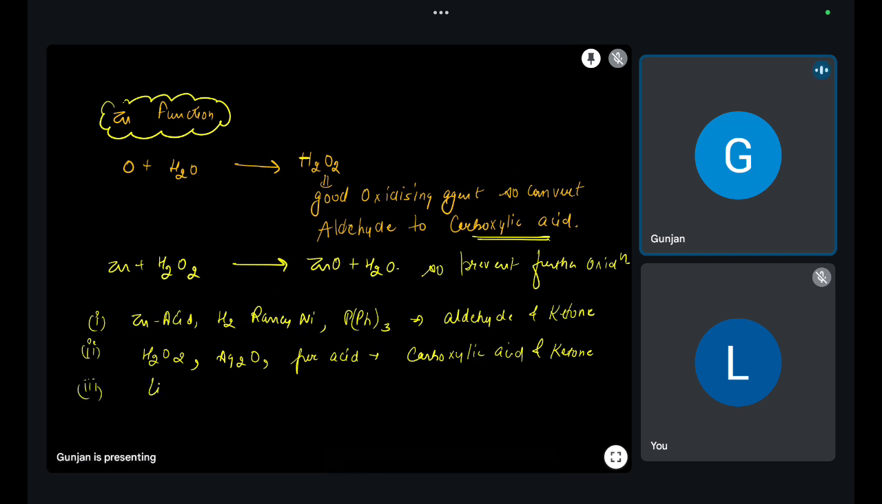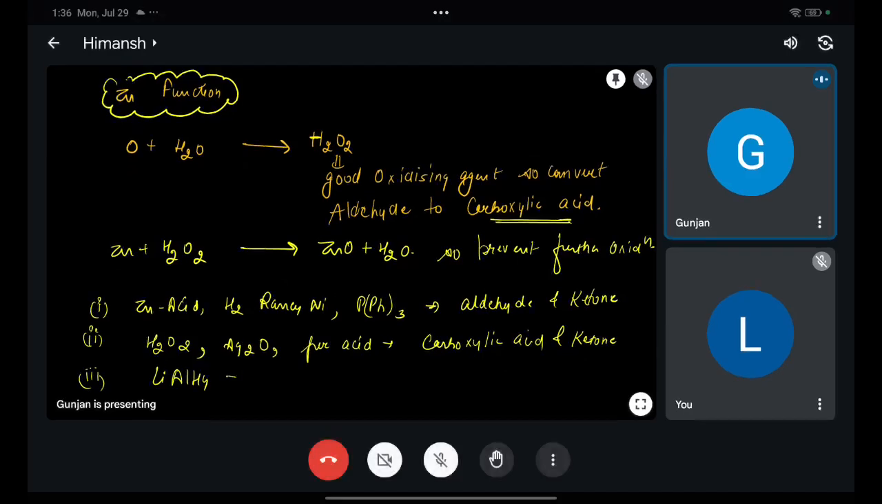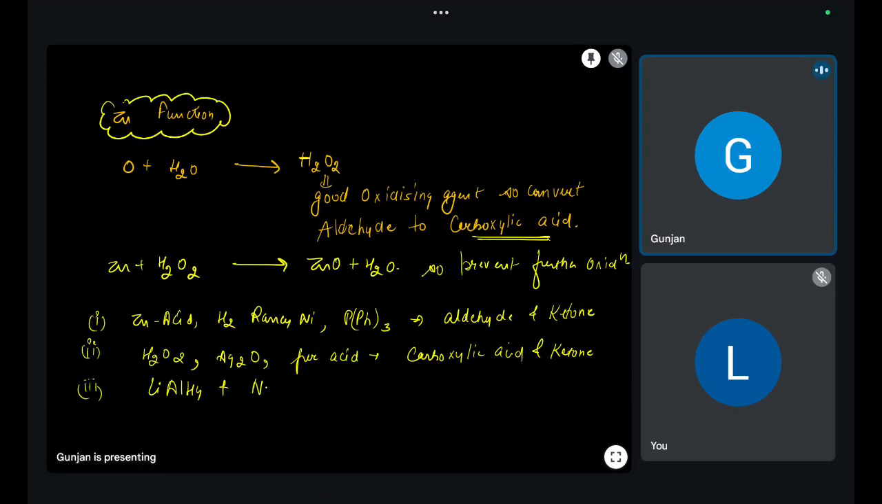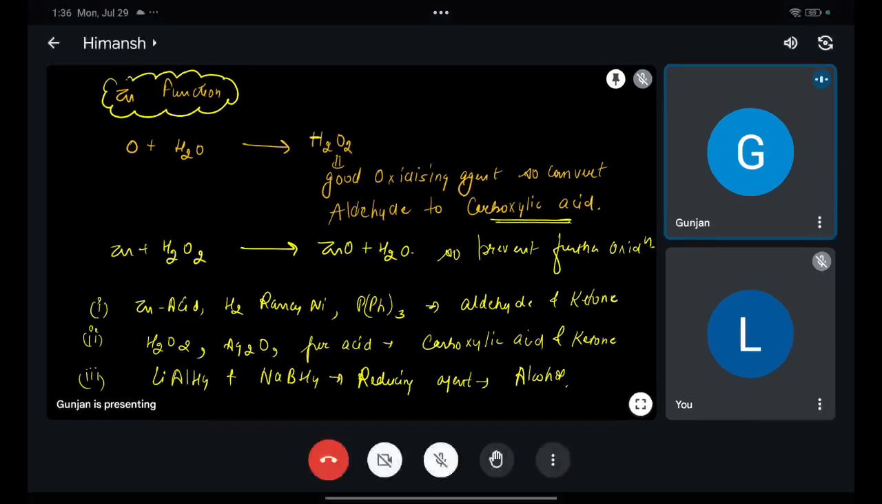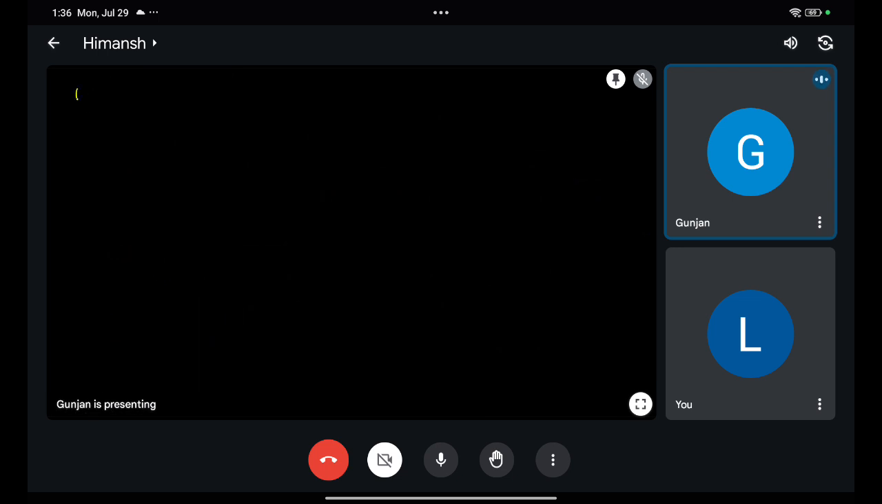But if LiAlH4 and NaBH4 are given to you, they are strong reducing agents. They will reduce aldehyde and ketone and convert them to alcohols. Got it or no? Yes, ma'am, got it, ma'am. So depending upon what is given to you, you will have to do the reaction. Let's practice certain questions related to this concept.